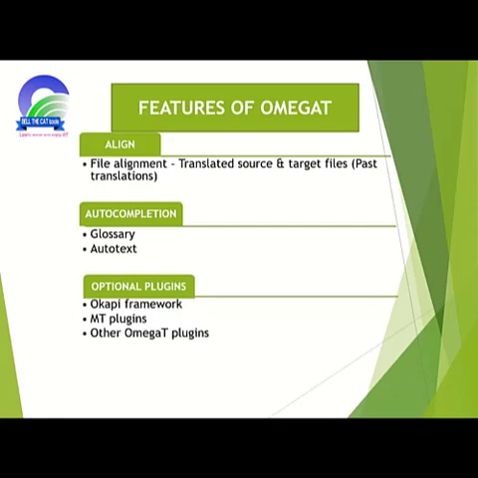Next thing is auto completion. Auto completion is when you type the first one or two letters, and it comes as a drop-down. It will come from the glossary or sometimes from a fuzzy match. So auto completion is a feature in OmegaT. Finally, there are many optional plugins in OmegaT. For example, Okapi Framework is a very famous plugin. By using this plugin, you will be able to get many additional features, such as working with Trados files and working with InDesign files. There may be MT plugins also. By the use of additional plugins, you will be able to get additional functionalities in OmegaT.